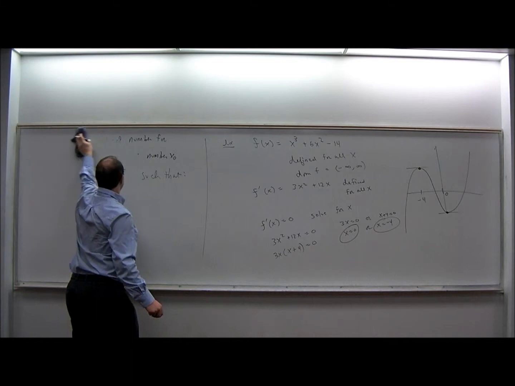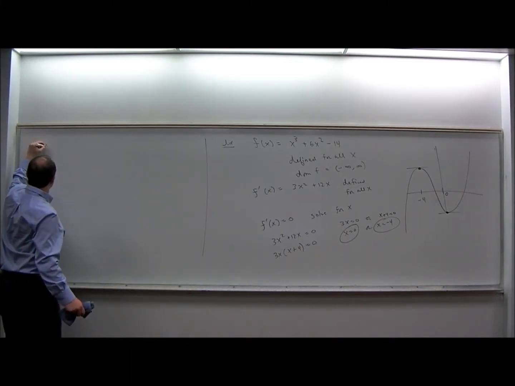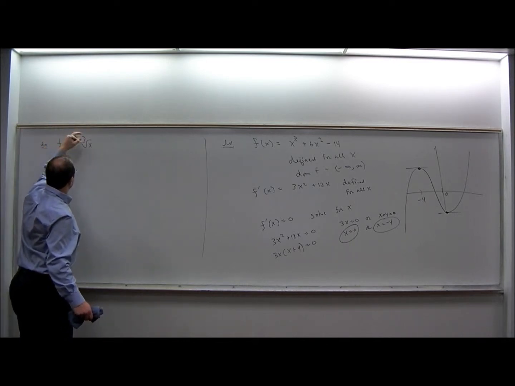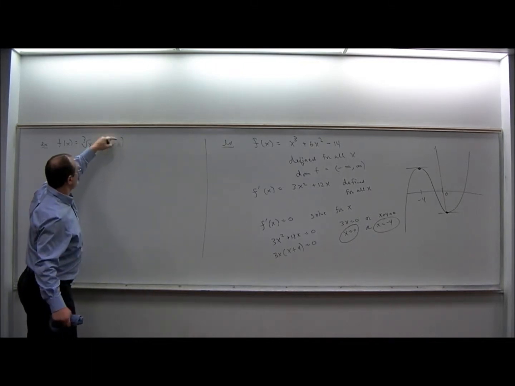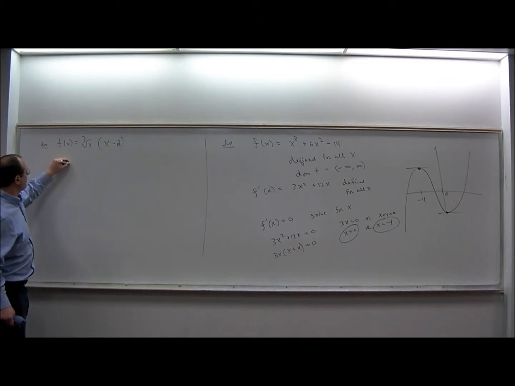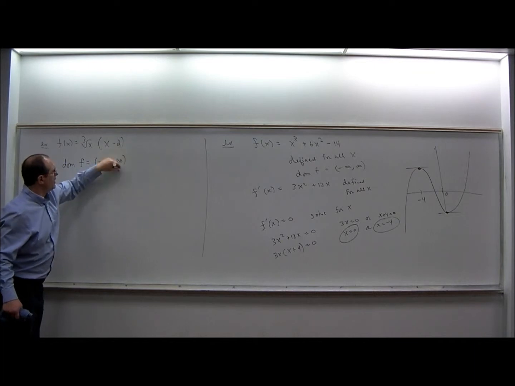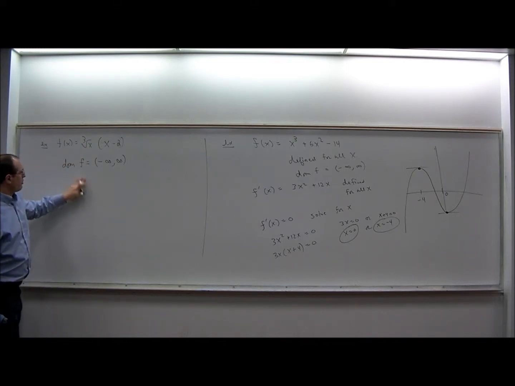For the next example, we will consider the function f of x equals the cube root of x times x minus 2. This function is also defined for all real numbers. The domain of f is minus infinity to infinity. You can take the cube root of any number, positive, negative, 0. So there's no problems with cube roots.